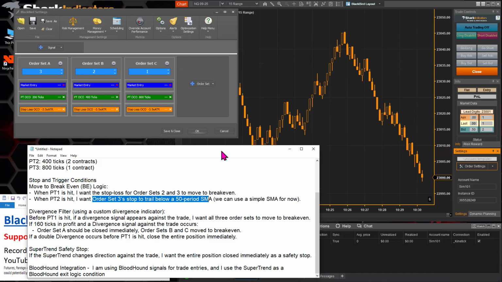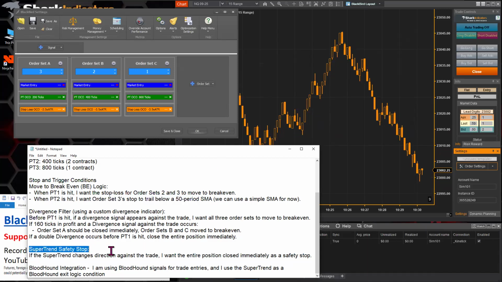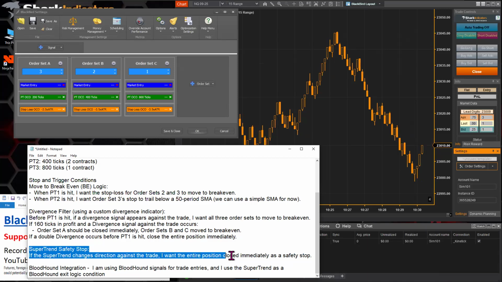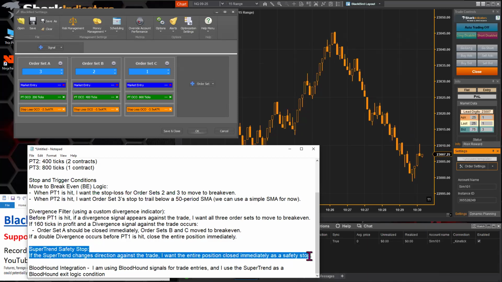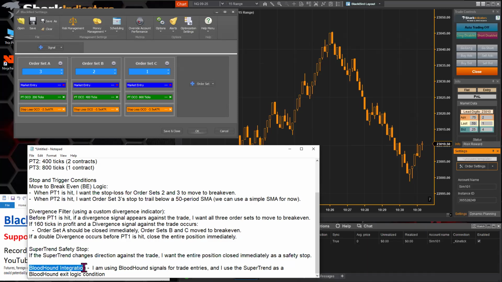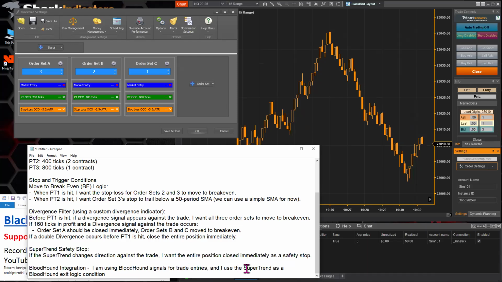All right. Okay. So now let's go down to the bottom part here, the super trend. If the super trend changes direction, most people just kind of close out the trade there as a statement here. But we do have a follow up that a bloodhound signal is being used here. So there's a bloodhound entry signal, and there's also a super trend exit signal as well.